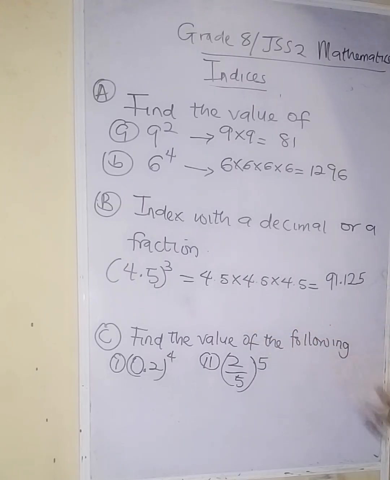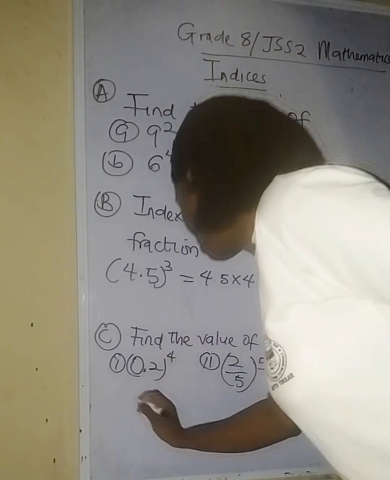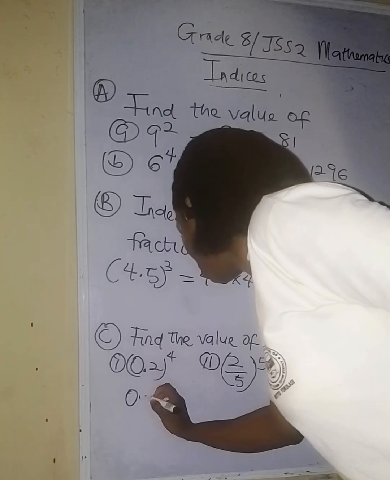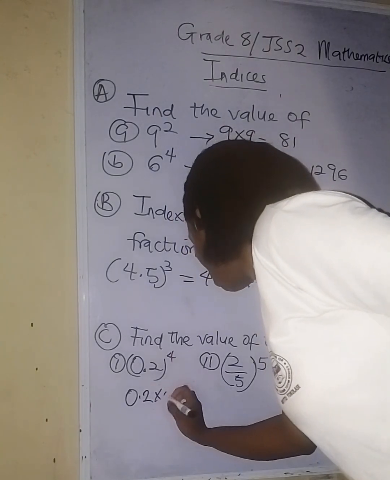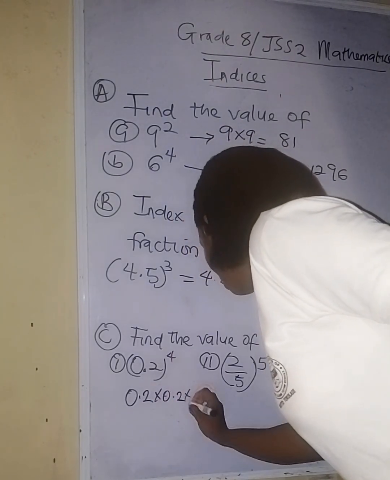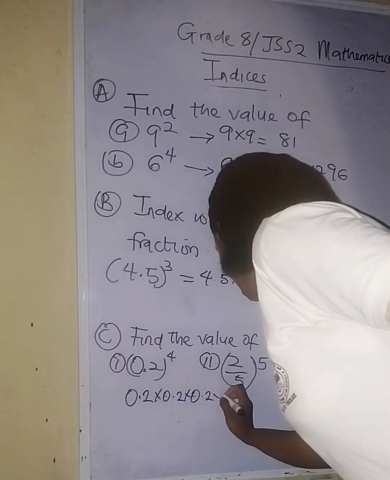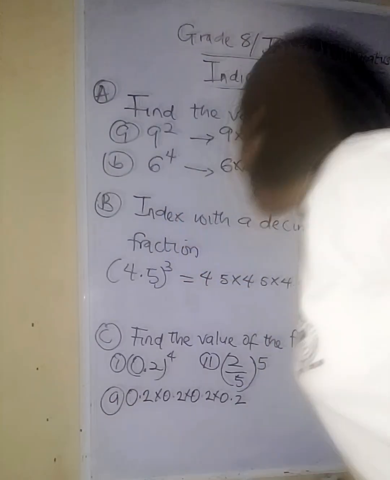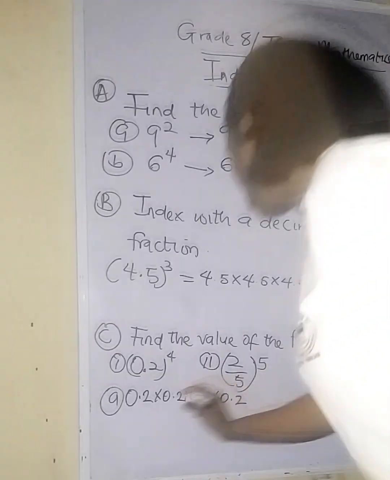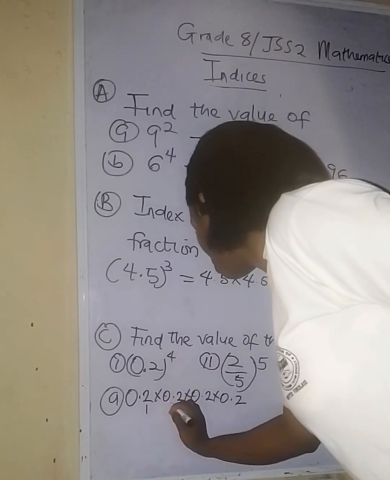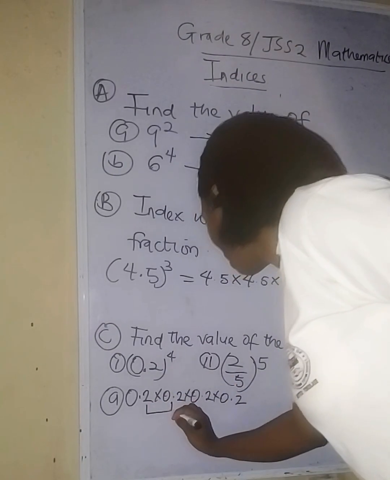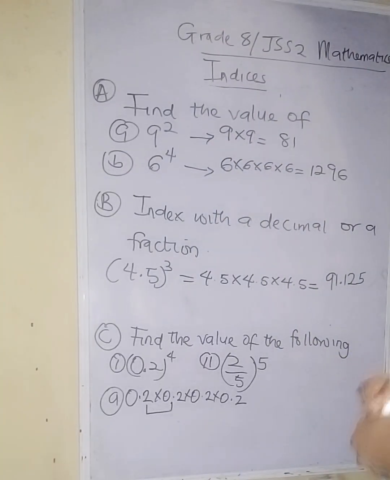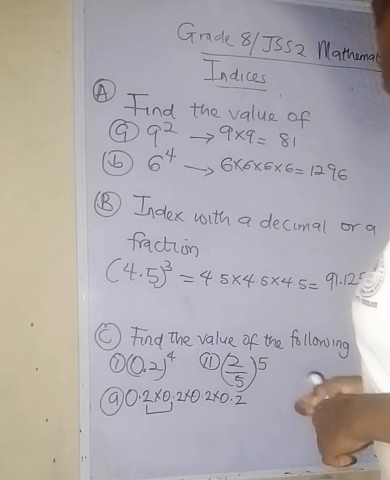So now we have to find the value of the following. We have 0.2 raised to power 4. Let's calculate it now. To do this, we are going to do this way. This is 0.2 times 0.2 times 0.2 times 0.2. So now we can just pick the first two and multiply it. Wherever we get, we are going to multiply it with the second one. So let's do that now.